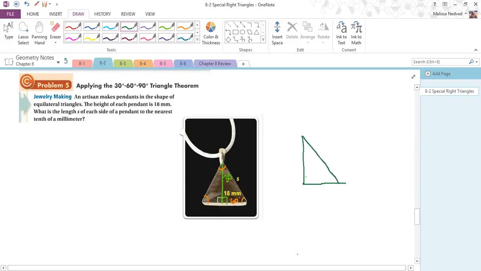Okay, so I just did the right side, got this right angle here, this is my 60-degree angle, this is my 30, and I know one thing in here. I know the length of this left-hand side is 18. That would be like the height of that whole pendant, and in this case, let's go ahead and label our sides. 18 is our long leg.